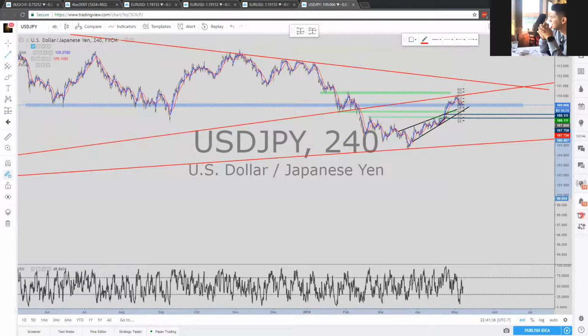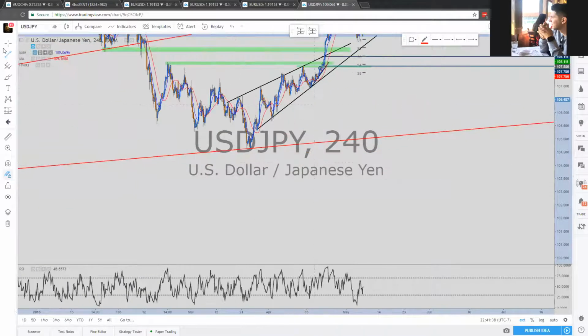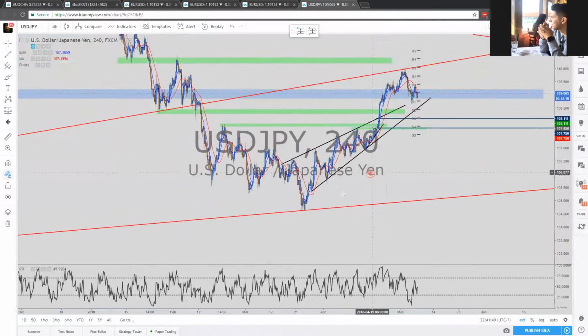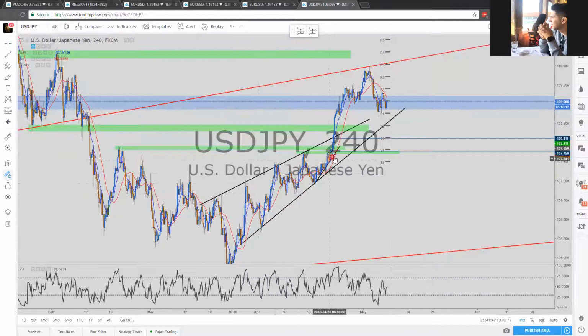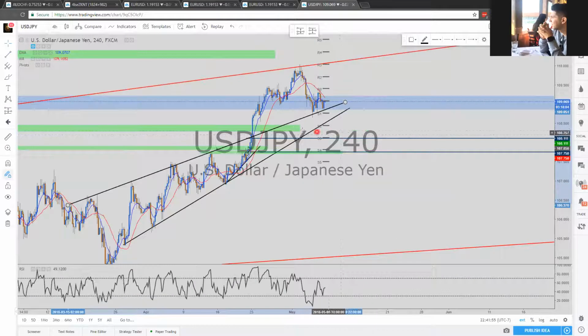Let's see. So 4 hour. We can see in this area here that price was getting trapped right here, and then it broke above, retested right here. So it's in an area where it was once resistance, now it's support over here, and it bounced twice off of that support line.